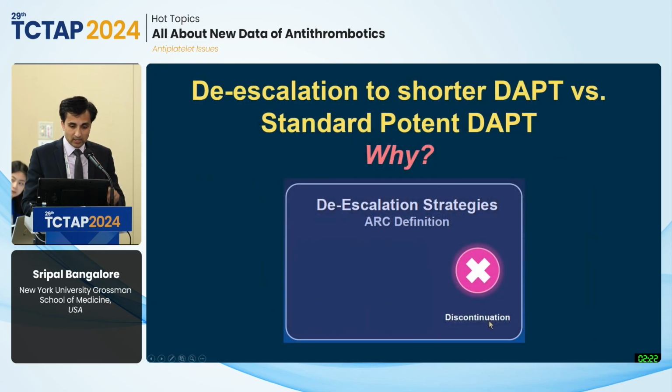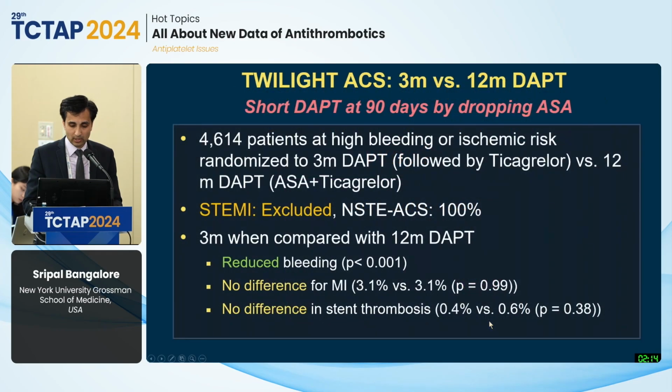What other strategies can we do in terms of de-escalation? One is by discontinuation, so comparing shorter DAPT with the standard potent DAPT. So we can either shorten the duration of DAPT at around 3 months. This was studied in the TWILIGHT ACS trial. Important to note that TWILIGHT excluded patients with STEMI, so this was an NSTEMI ACS cohort.